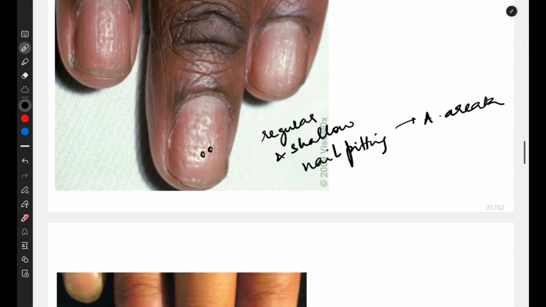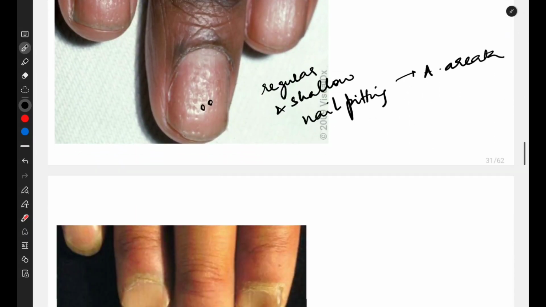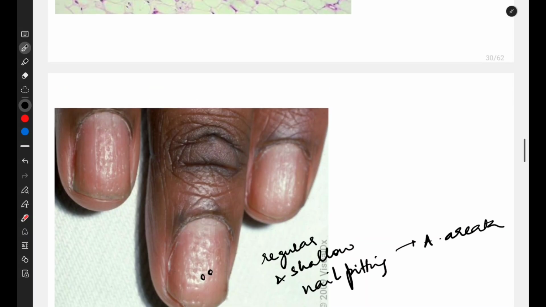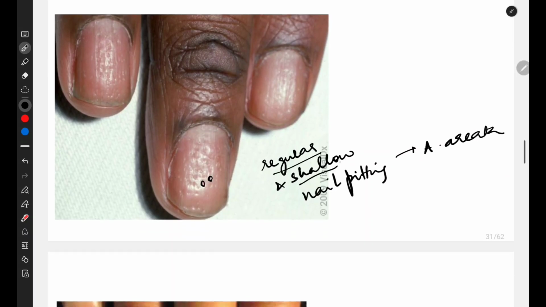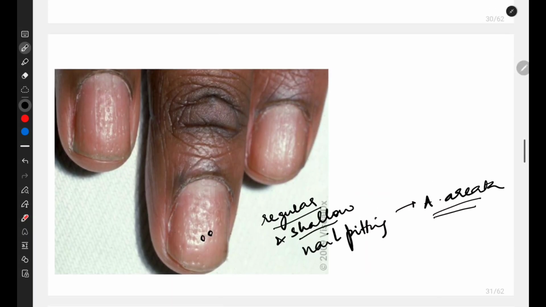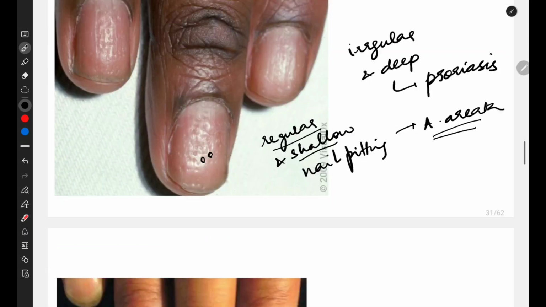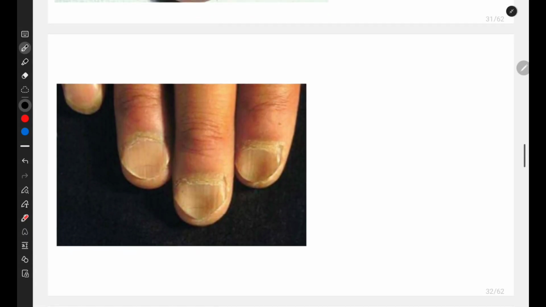Then now coming to nail changes. Firstly, if pitting is regular and shallow, it is due to alopecia areata. If it is irregular and deep, it is seen in psoriasis. So this one is called spoon-shaped nail, also called koilonychia. Typically seen in iron deficiency anemia.